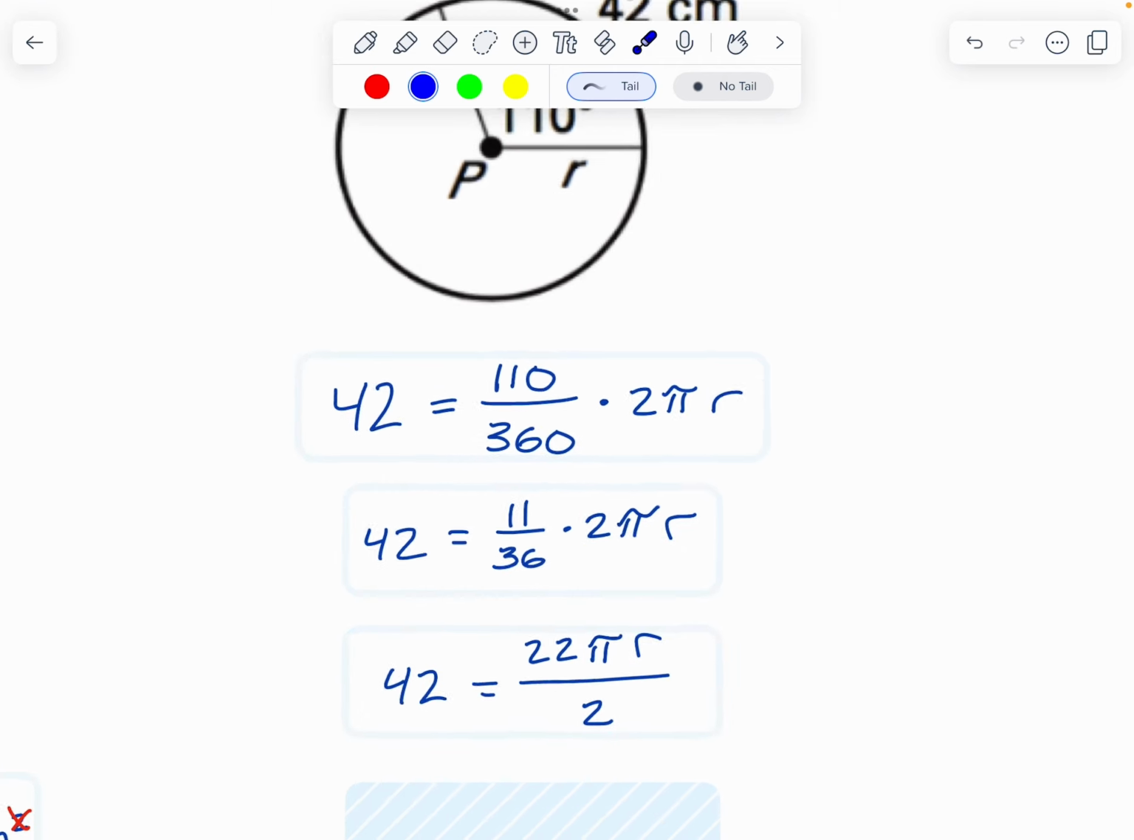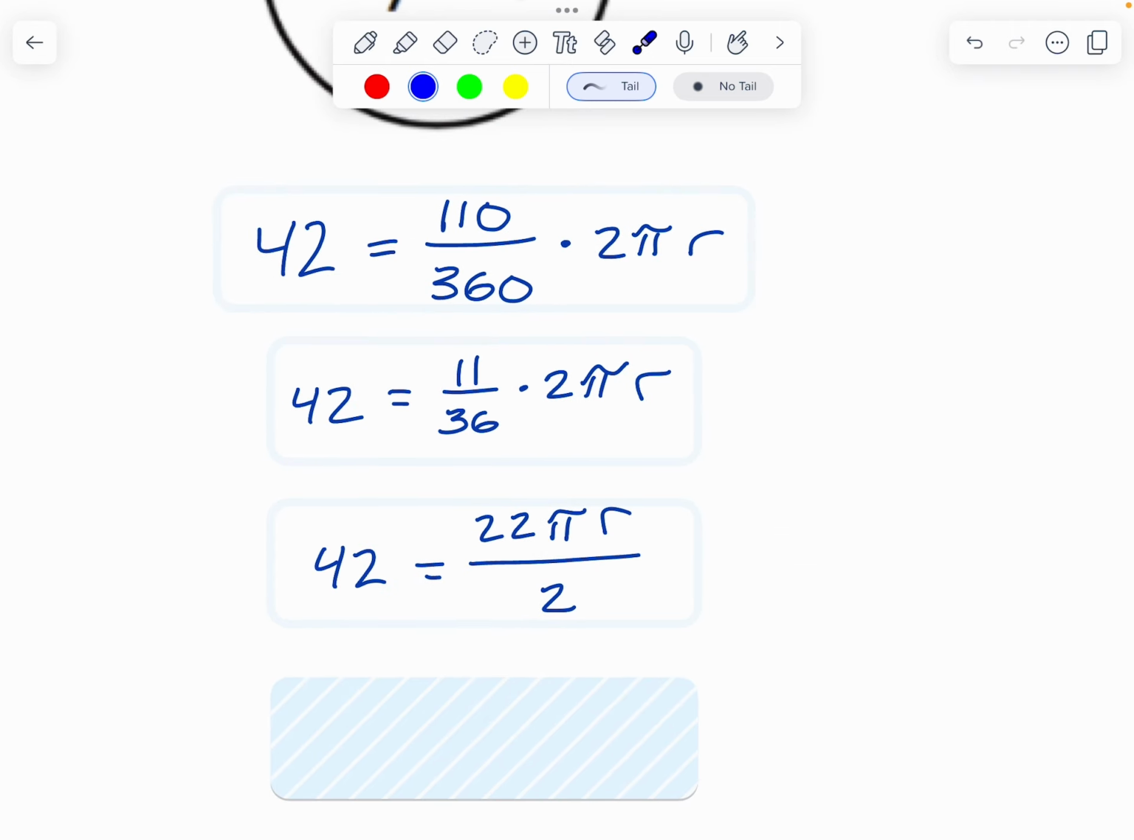110 over 360, we can go ahead and reduce that to 11 over 36. And then, this is probably the hardest part of the problem. As we're multiplying everything up into that numerator, I could put that over 1 and multiply the fractions, but I don't need to. I bring 2 pi times r up to the numerator and I multiply. That's 11 times 2, 22 pi r.